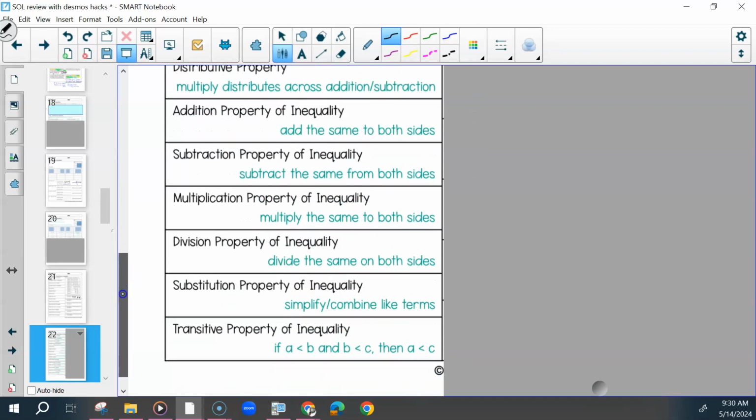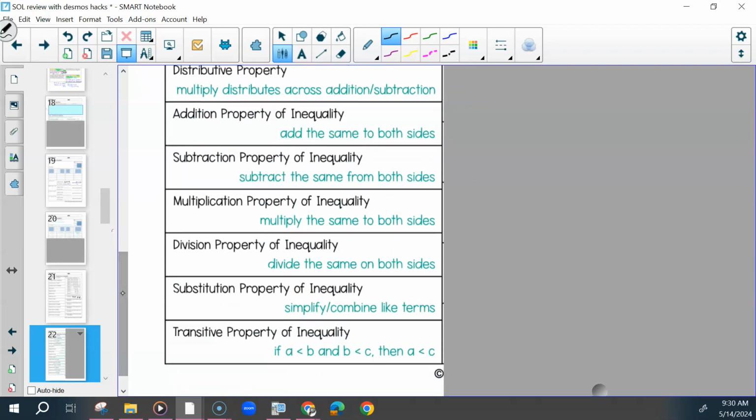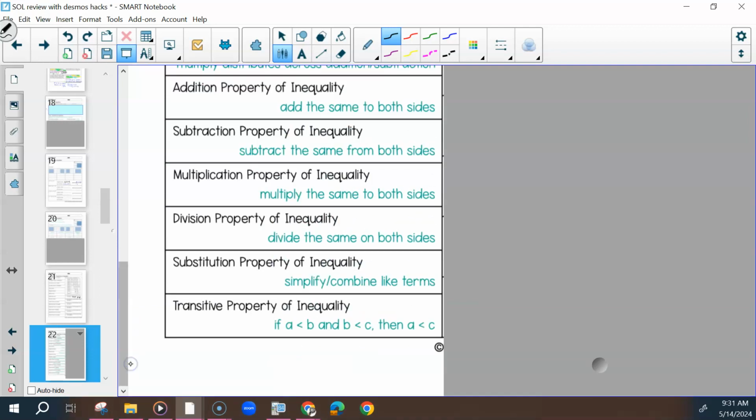Distributive is self-explanatory. All of your properties of inequality is just you moving it to the other side, doing the same thing on both sides. Substitution is just you're simplifying it to something you know. Combining the terms. 2 times 2 is 4. Substitution. Transitive is not used often, but it's an if-then statement. If this and this, then this. And it depends on what the problem is given.